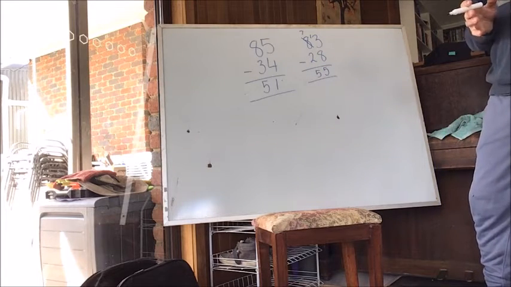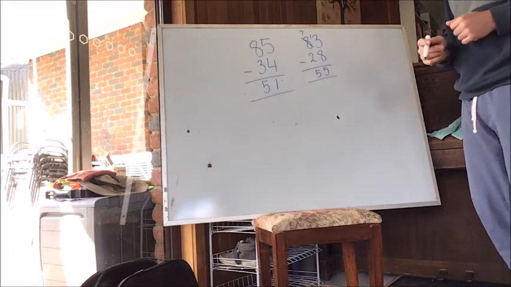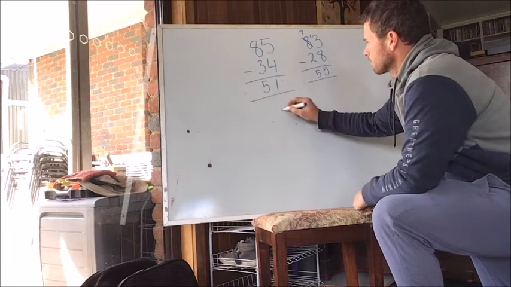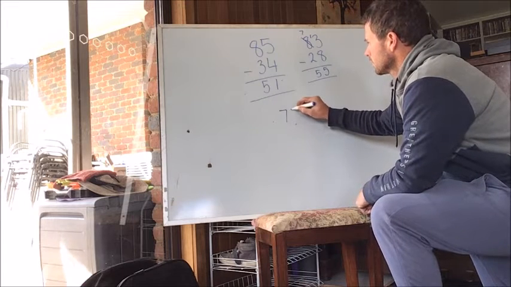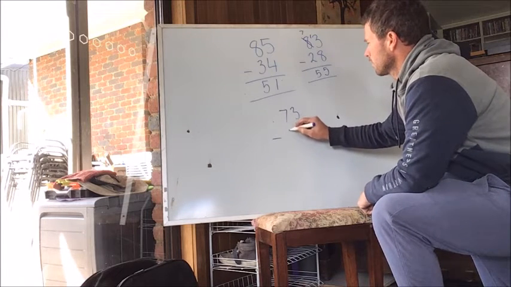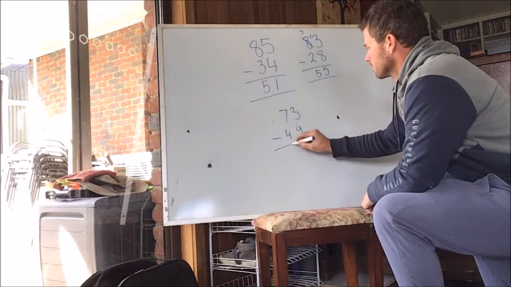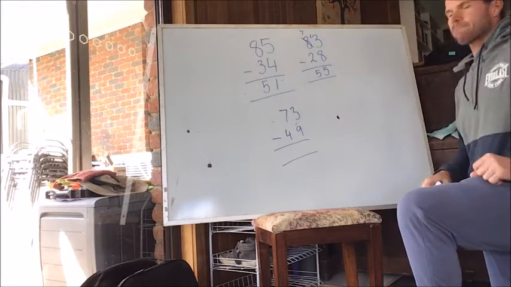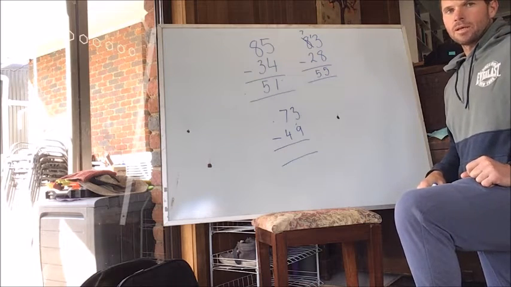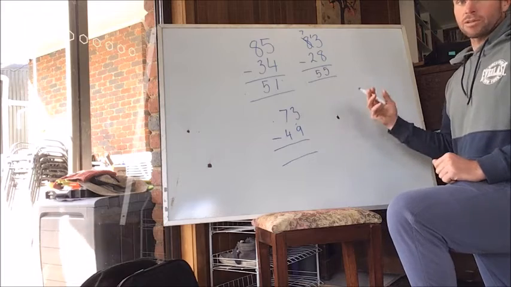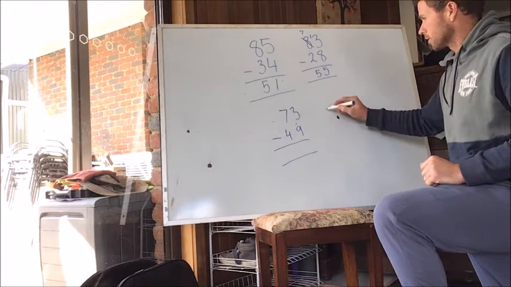We're going to do one more just to get our understanding, and I'm going to show you a little bit clearer if you're unsure. Okay, so we have 73 take away 49. Now I'm going to show you another way of what it actually really looks like.